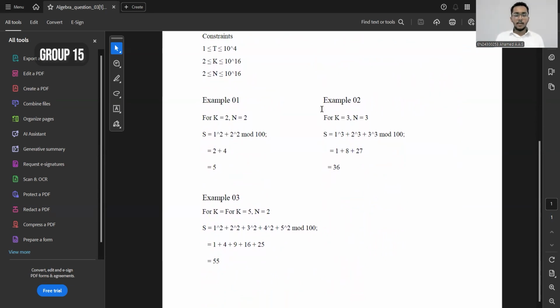For example, if k is equal to 2 and n is equal to 2, we compute 1 to the power 2 plus 2 to the power 2 mod 100, giving a result of 5. Similarly, if k is equal to 3 and n is equal to 3, 1 to the power 3 plus 2 to the power 3 plus 3 to the power 3 mod 100 equals 36. This method is effective even with the given constraint of large k and n.